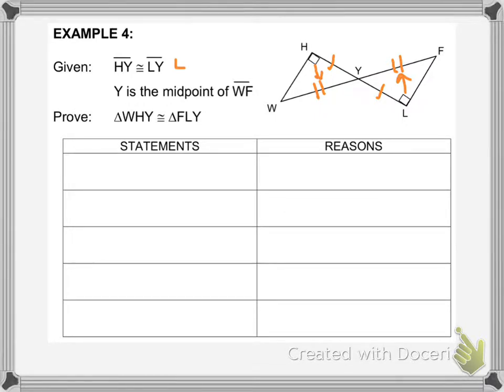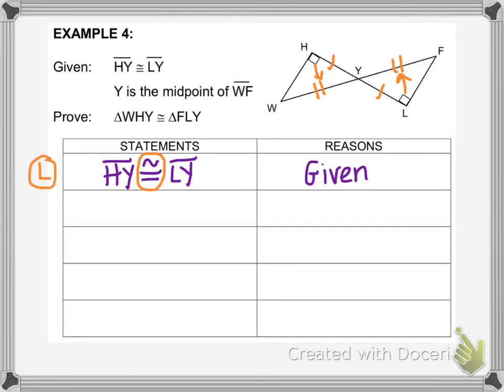Okay, so let's go ahead and start with our first givens. Erase this. So our first given is segment HY is congruent to segment LY. And of course the reason is given. And that happens to be a congruent statement stating that 2 sides are congruent, but specifically 2 legs. So this time I'm going to put an L. So HL is a little bit different than the other ones. So now I'm ready to go to my next given.